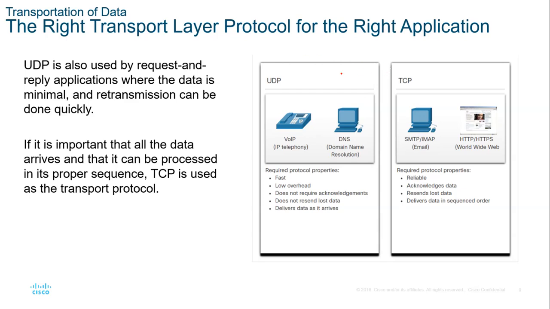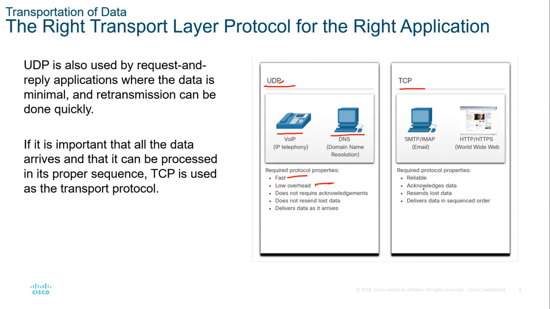So here we have the groupings, UDP and TCP, and the most common applications: for UDP, voice over IP and DNS, and for TCP, simple mail transfer. Then the required protocol properties. UDP is fast, with little overhead. There is no need of checking or sequencing. It does not require acknowledgement, does not resend lost data, and delivers data as it arrives.